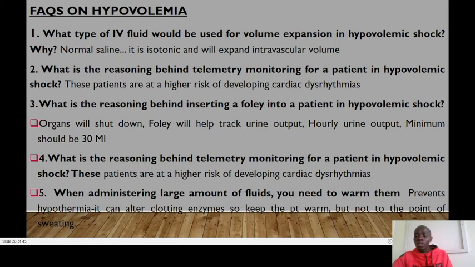Okay? What is the reason behind telemetry monitoring for a patient hypovolemic? You find that these patients are at high risk of developing cardiac arrhythmias. So when administering large volumes of fluids, you need to warm them, and the reason is to prevent hypothermia. Remember, it can alter clotting enzymes. So you have to keep the patients warm, but it should not be to the point of sweating.